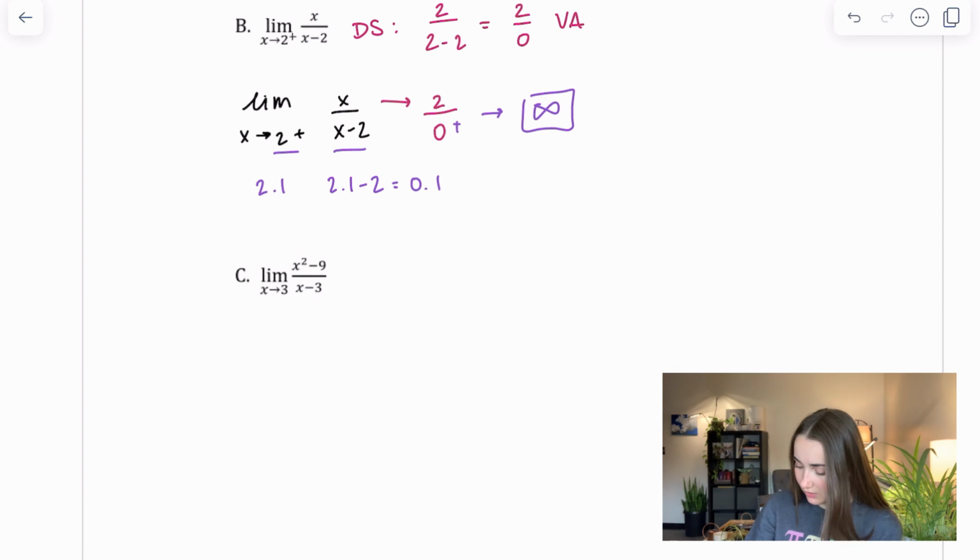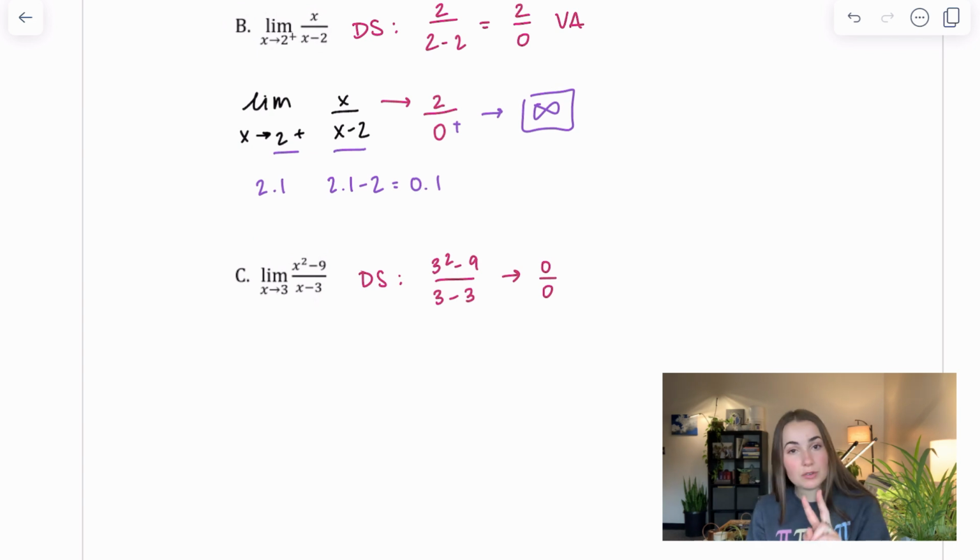Okay, so here we have another limit. Let's go ahead and try direct substitution. Here we get 3 squared minus 9 divided by 3 minus 3, which we can see is going to be approaching a value of 0 over 0. So there's two different ways we can do this.